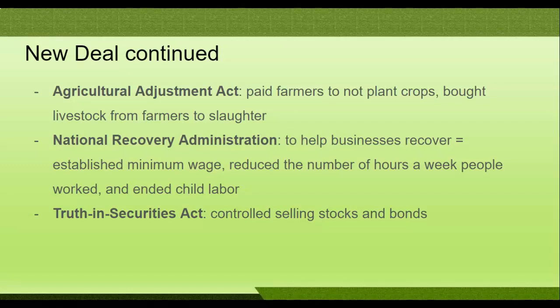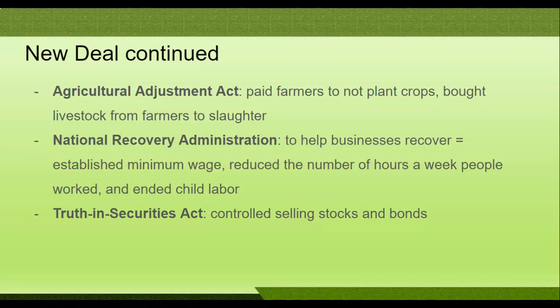The government also comes up with the National Recovery Administration, and this is where you see some of the things that we have today, and it's a result of FDR and his New Deal. It establishes minimum wage. So the government says, okay, if you are going to hire somebody, you have to pay them a minimum amount of money. It also reduced the number of hours a week people had to work. So again, factories can't take advantage of people and say you have to work 70 hours a week. It reduced the number of hours and it ended child labor.